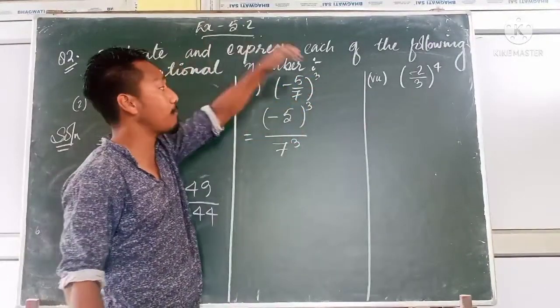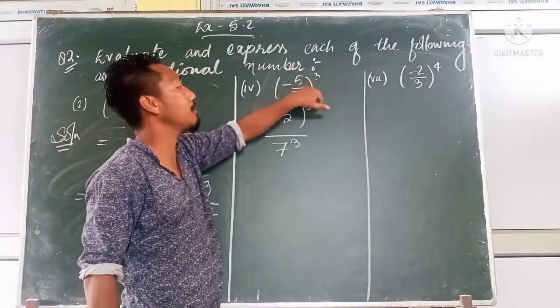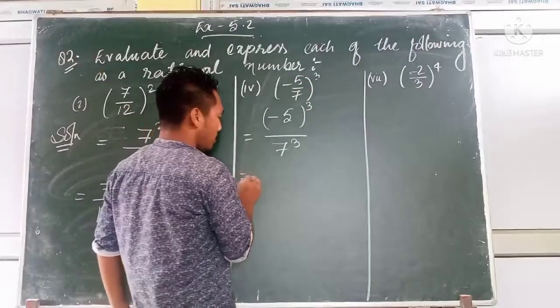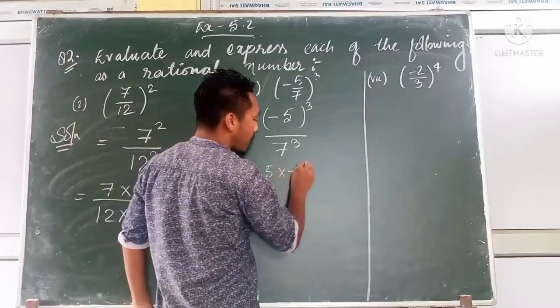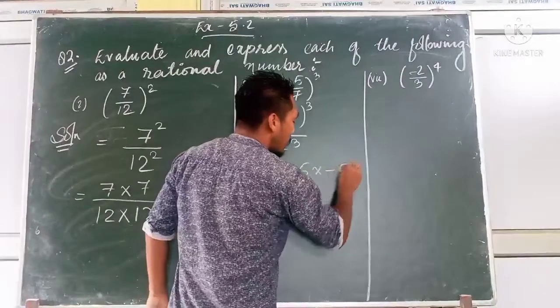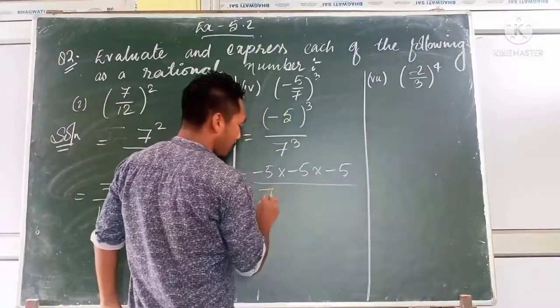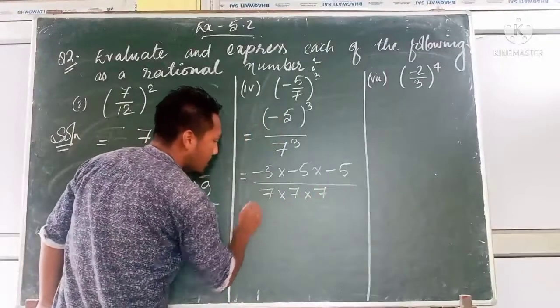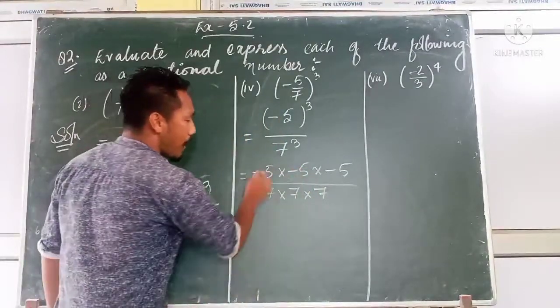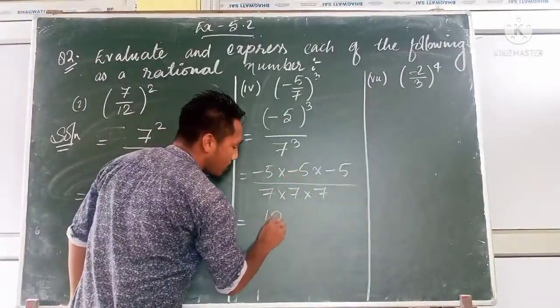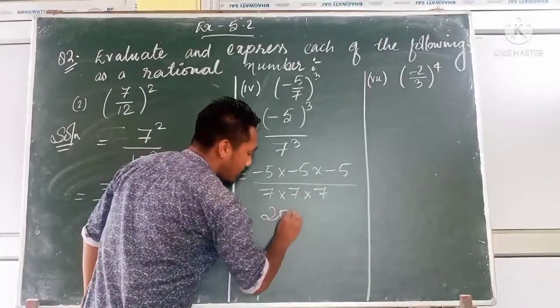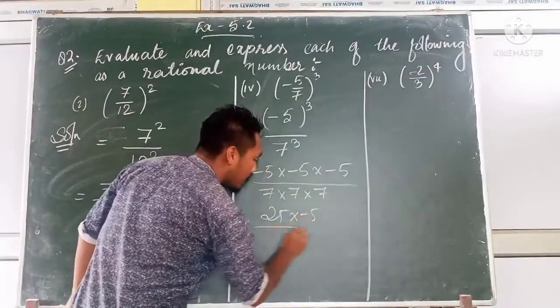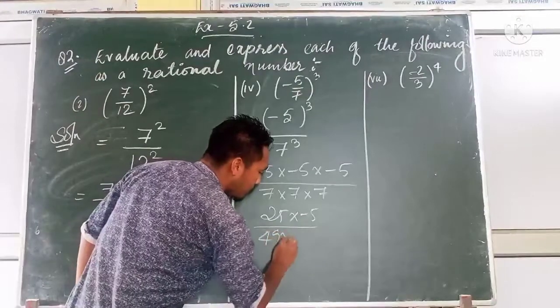Okay, that means 3 have to be written with 5 and 3 have to be written with 7 also. That means minus 5, I have to multiply 3 then. And 7, I have to multiply 3 then. So 7 sevens are 49. Here is this 5 as a 25, minus and minus become plus, so 25 into minus 5 divided by 7 sevens are 49 into 7.